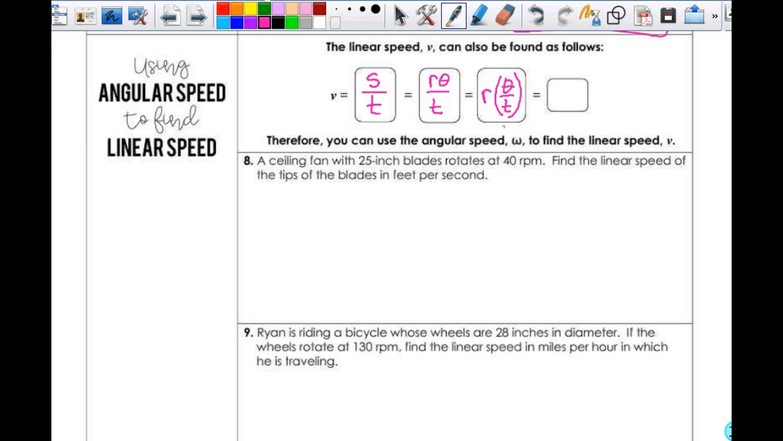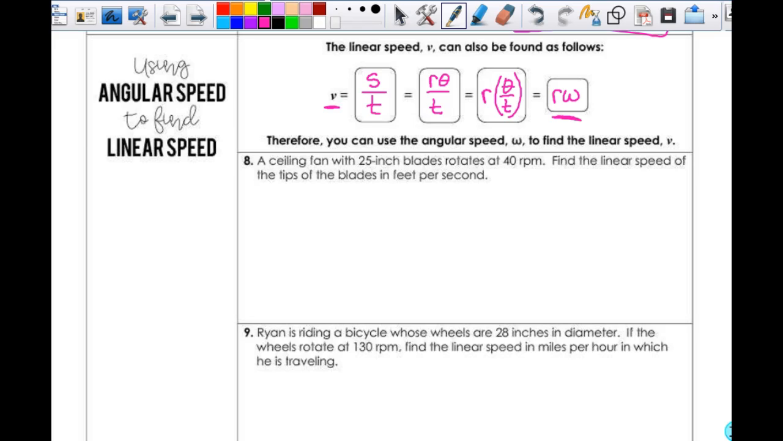And then that theta over time is the formula for what? Angular speed or angular velocity, which is so r omega. So velocity is r times omega, or it's arc length over time. Those are the same thing, just depending on which part you have.